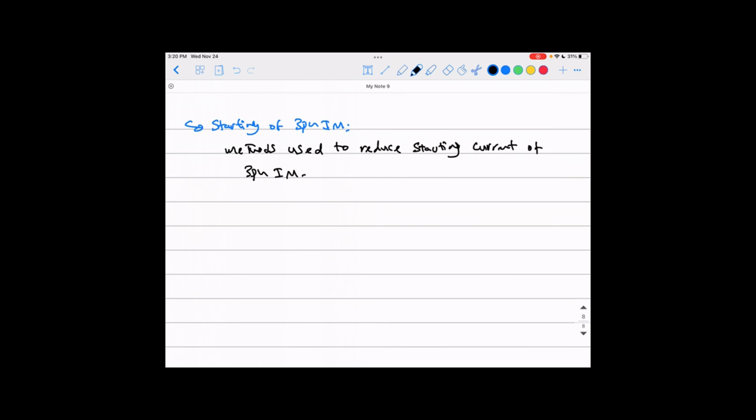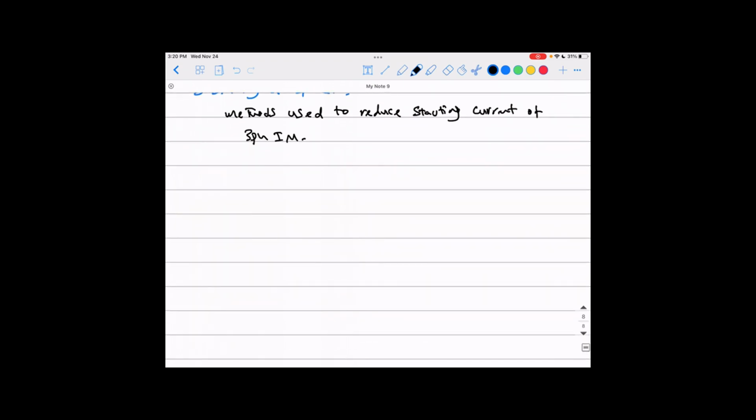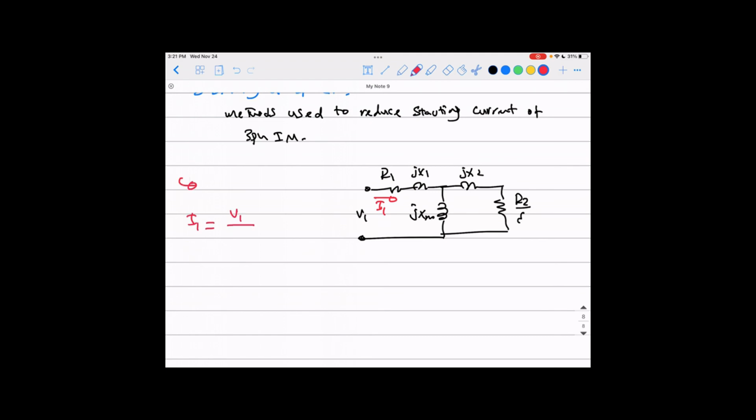So why does the motor draw a very high amount of current at the starting? Remember our equivalent circuit: it is R1, jX1, and that is jXm, and that is your jX2, and here's our R2 over s, and that is V1. That is the current going into the stator, which we're more concerned about, because that is the current coming from the supply going to your machine. So this current, if you want to calculate it, will be V1 over the total impedance here.